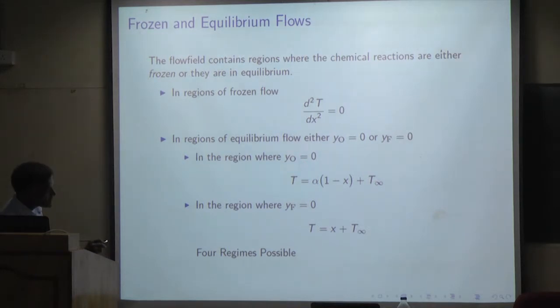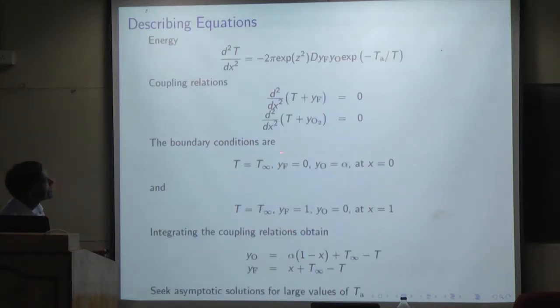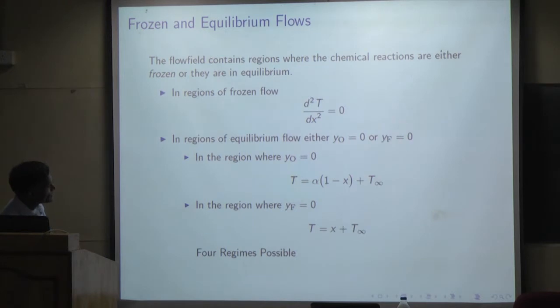What the equilibrium flow simply implies, if you look at this particular equation, is that if you have a large Damköhler number, then this is very large. So for that to be finite, the product YF YO must be 0. So for the equilibrium flow, it requires that YF YO is 0, and for frozen flow, it requires that d squared T/dx squared is 0. Okay, so these are the two cases, right?